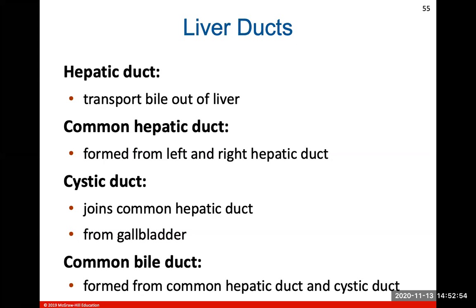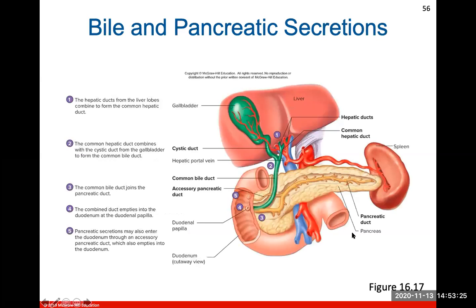The hepatic duct transports bile out of the liver, so bile is created in your liver, and the hepatic duct just transports the bile out of the liver. The common hepatic duct is formed from the left and right hepatic ducts, and then the cystic duct joins the common hepatic duct. Your cystic duct is coming from your gallbladder, where bile will be stored, and the common bile duct is formed from your common hepatic and cystic duct, and the common bile duct will actually take that bile into the small intestine.